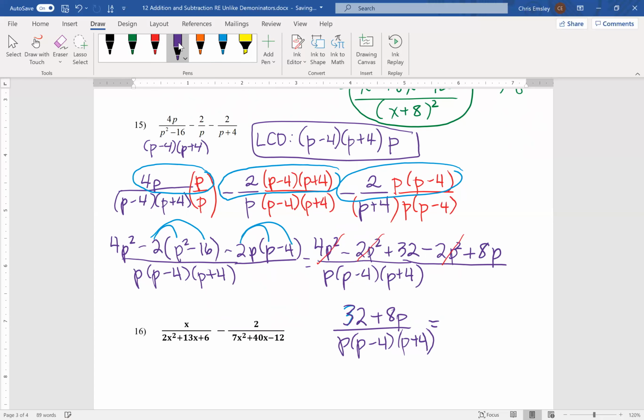And that top can be factored. 32 and 8 share a common factor of 8. Then there's one more step. The fun never ends here. What else can we do? Take a look. 4 plus p, that is actually equivalent to p plus 4. Addition is commutative. We could change the order there. So those two are actually the same factor, so we can cancel them out. And our final answer then would be 8 over p times p minus 4. And that's it.